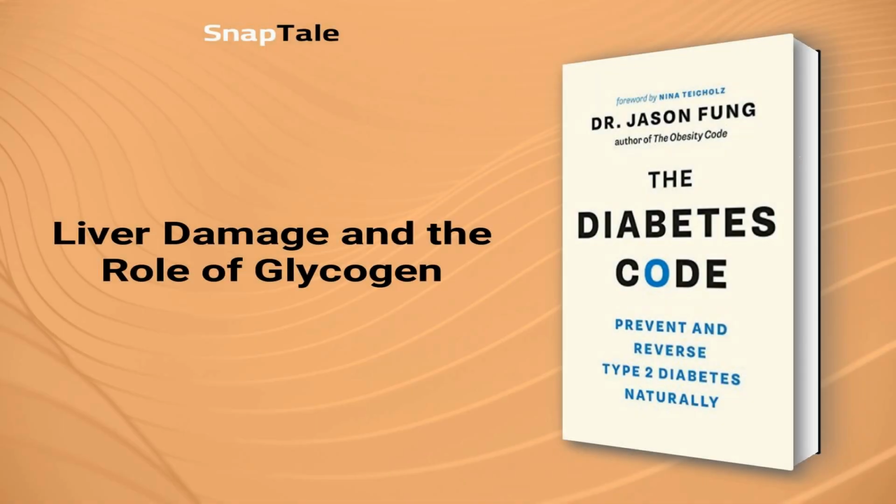Liver damage and the role of glycogen. Excessive alcohol consumption is known to be harmful to the liver, but the liver can also be damaged by an excess of glycogen, which leads to insulin resistance and type 2 diabetes. Glycogen stores carbohydrates in our body, producing fatty deposits in the liver when consumed excessively. When the liver cannot keep pace with protein and carb intake, the fat remains in the liver, leading to insulin resistance. This creates a vicious cycle where the liver becomes fattier and less reactive to insulin.